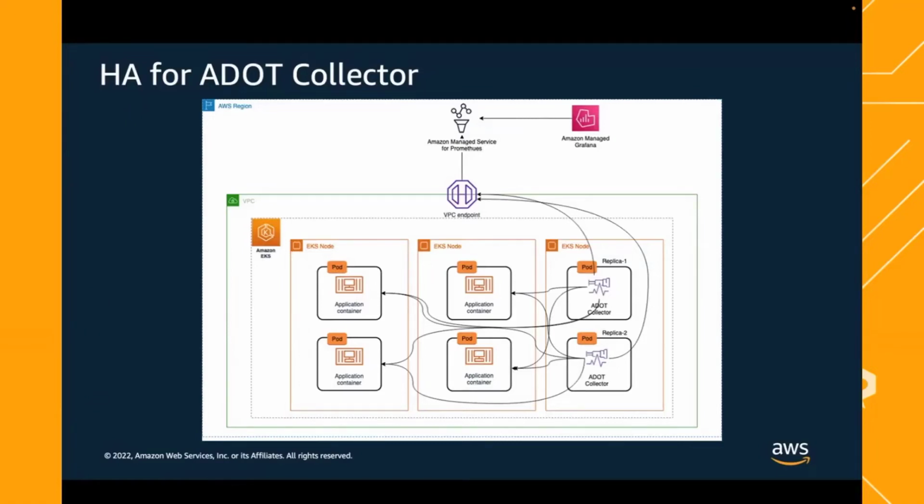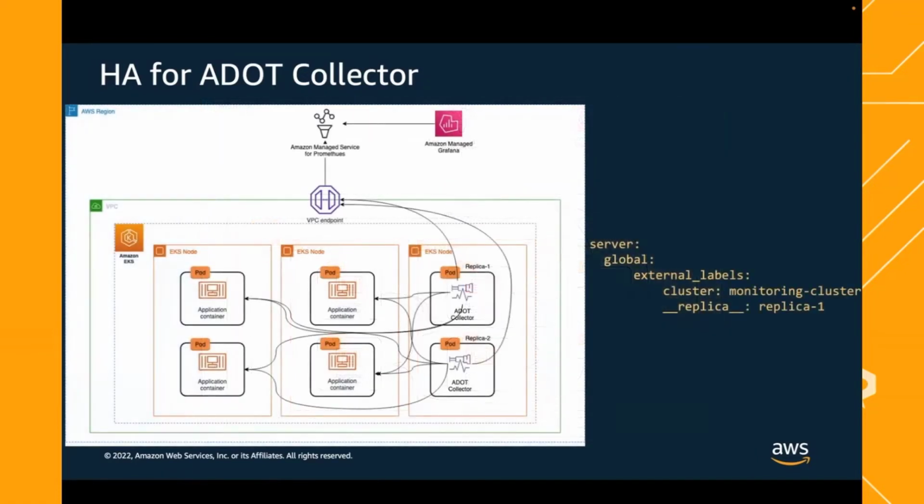In this example that you see here, there are two copies of the ADOT Collector. And the way they're configured is we have external labels that are added to those replicas. In replica one, as you can see on the screen right now, you will add external labels to determine that those two replicas are part of the same cluster. So you would say cluster, in this case, we call it monitoring cluster. And in replica one, the replica label says replica one, and the other deployment of the ADOT collector will have the replica value as replica two.